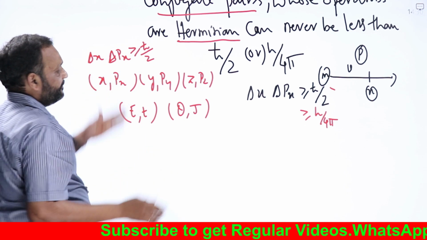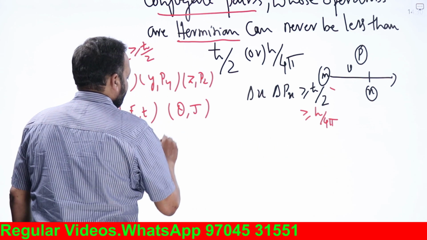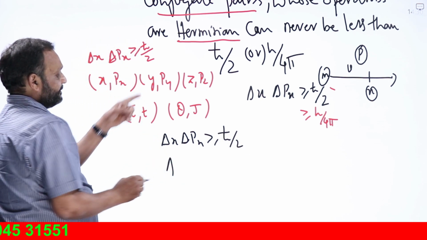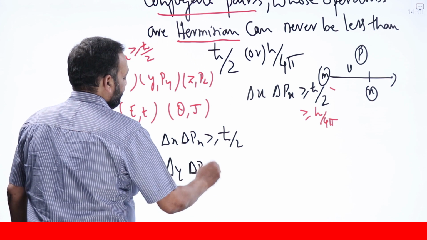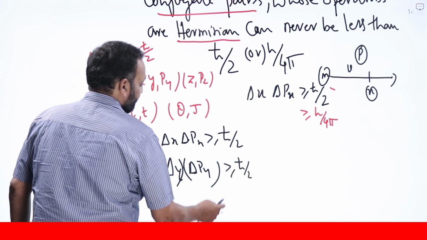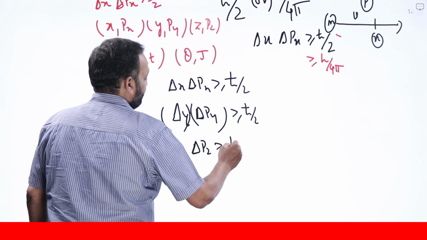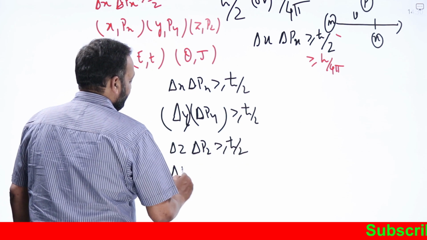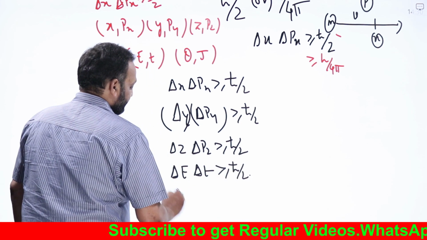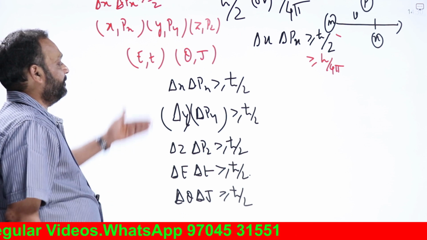So when I expand this uncertainty principle statement, I'll get something like this. Delta x into delta px greater than or equal to h bar by 2. The second pair is delta y into delta py greater than or equal to h bar by 2. Next, delta z into delta pz greater than or equal to h bar by 2. Delta E into delta T, uncertainty in energy, uncertainty in time, greater than or equal to h bar by 2. Delta theta and delta J greater than or equal to h bar by 2. This is how we fully expand the uncertainty principle.